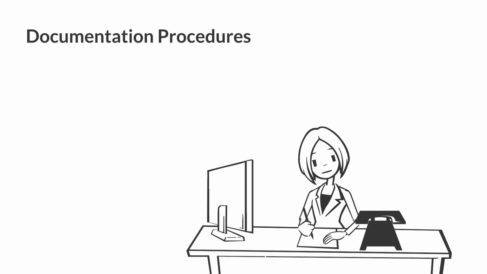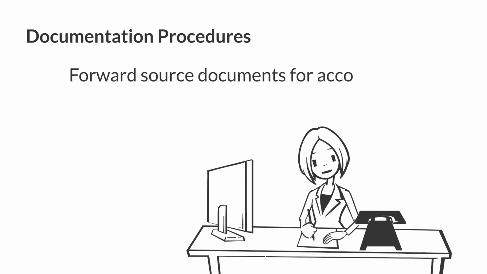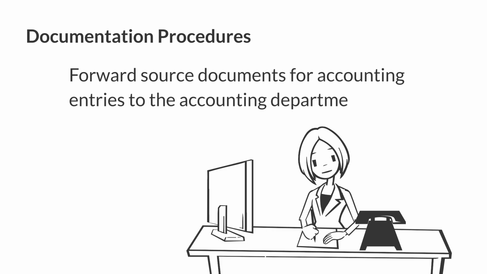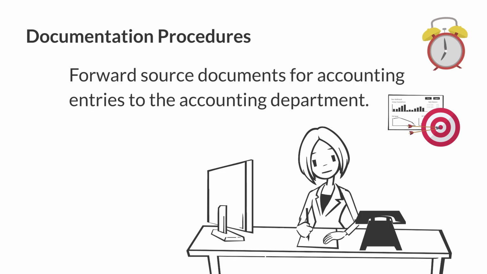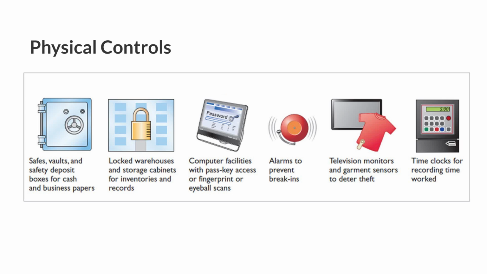The control system should require that employees promptly forward source documents to the accounting department. This control measure helps to ensure timely recording of the transaction and contributes directly to the accuracy and reliability of the accounting records. Use of physical controls is essential.